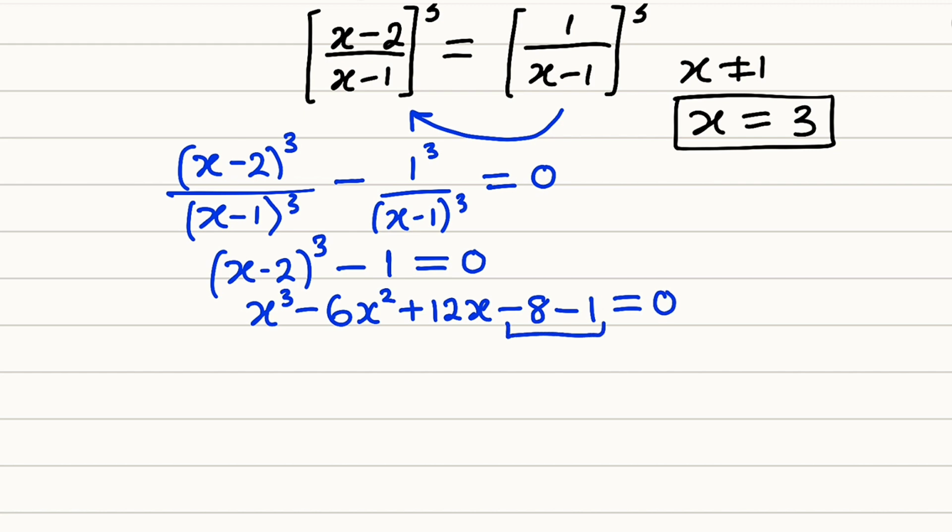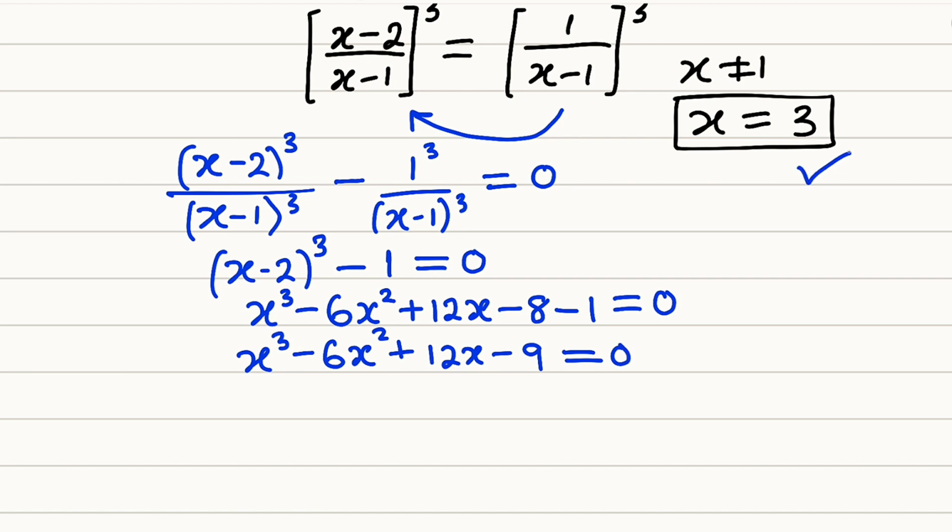Negative 8, negative 1 is negative 9. So we can rewrite it as x to the third power minus 6x squared plus 12x minus 9, and this is equal to 0. Remember that x equal to 3 is a solution. So we can use x equal to 3 and reduce this cubic equation into a quadratic trinomial.